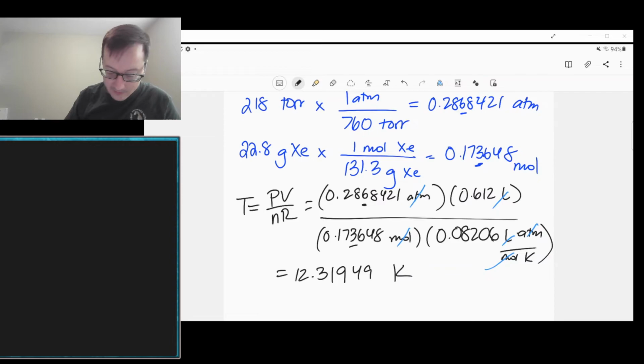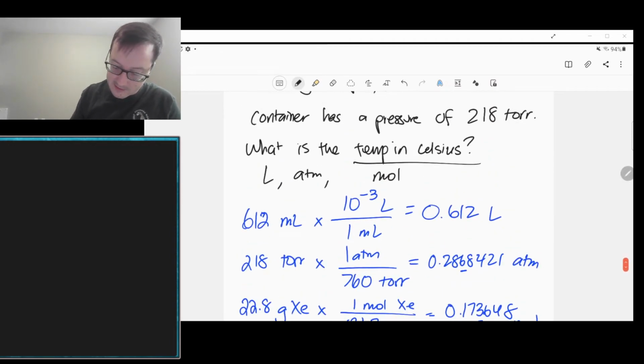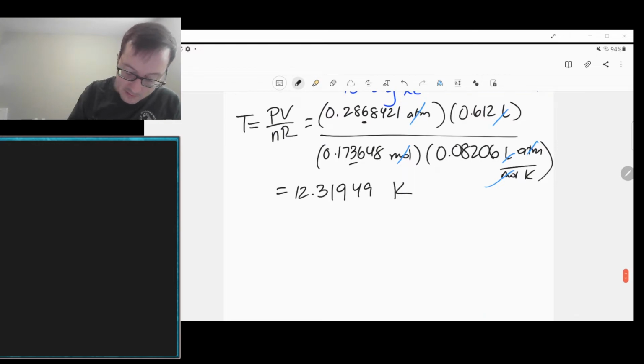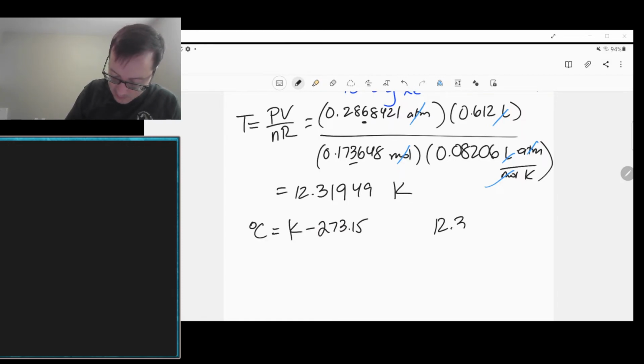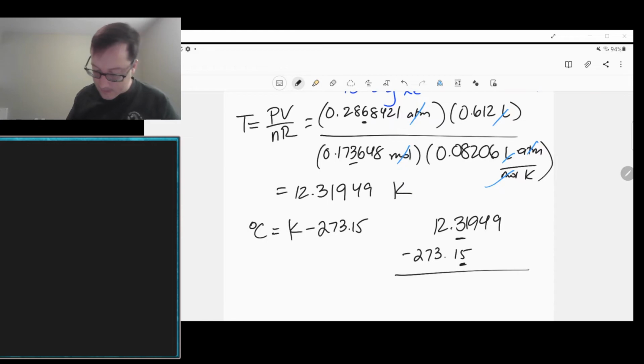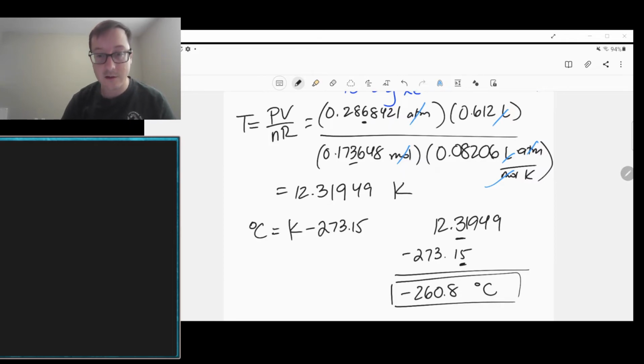All right. So since, however, the problem asked in Celsius, remember that degrees Celsius is Kelvin minus 273.15. So we take that number, 12.31949, which should have 3 sig figs, subtract 273.15, and so minus 273.15 equals negative 260.8 degrees Celsius. And that would be our answer, with the correct sig figs in the ones place.